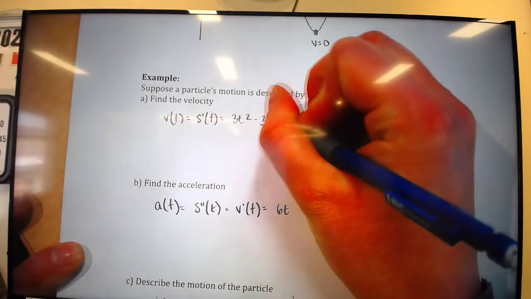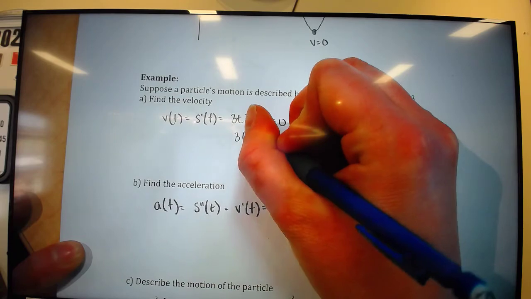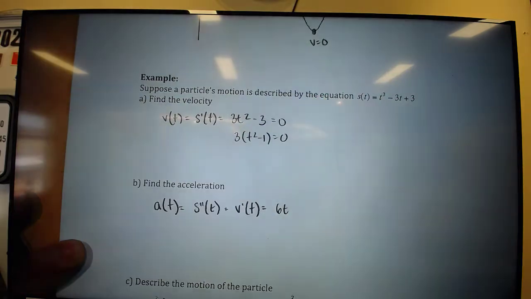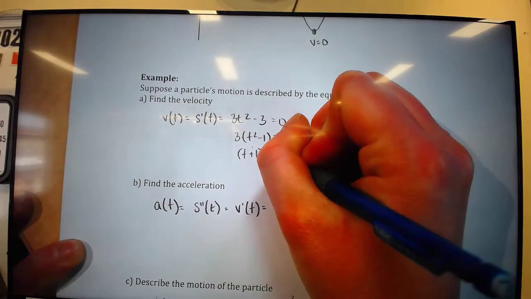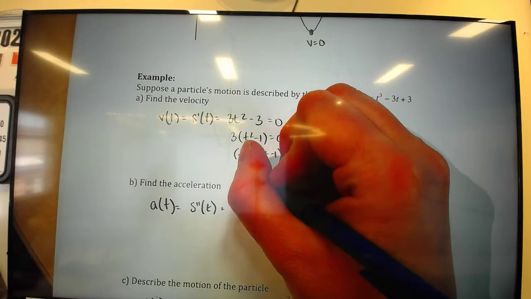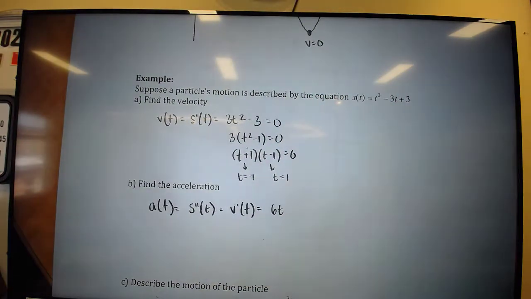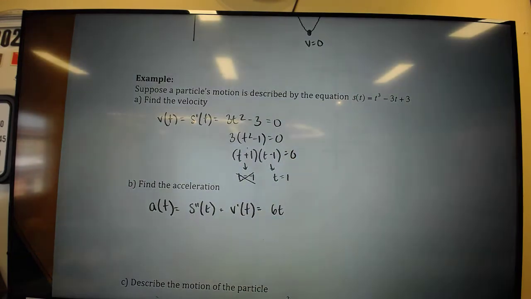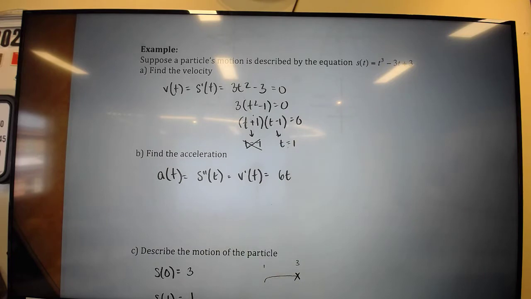So we're going to do equal 0. We're going to factor out a 3, so 3 times t squared minus 1. Divide both sides by 3, it just goes away, so factor this guy. So t plus 1, t minus 1 equals 0. So then obviously t is equal to negative 1, t is equal to positive 1. Time being equal to negative doesn't make any sense, so t is equal to positive 1 when my velocity is 0 and then changes direction.